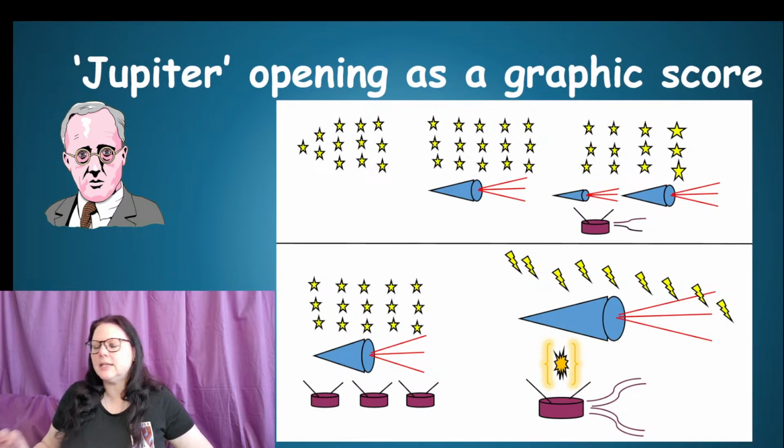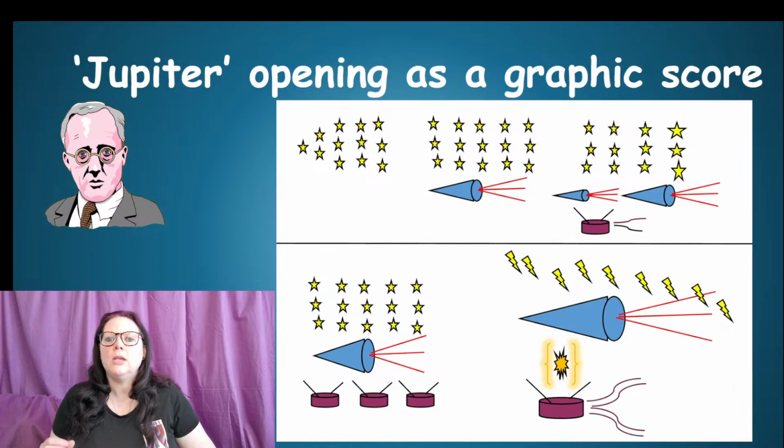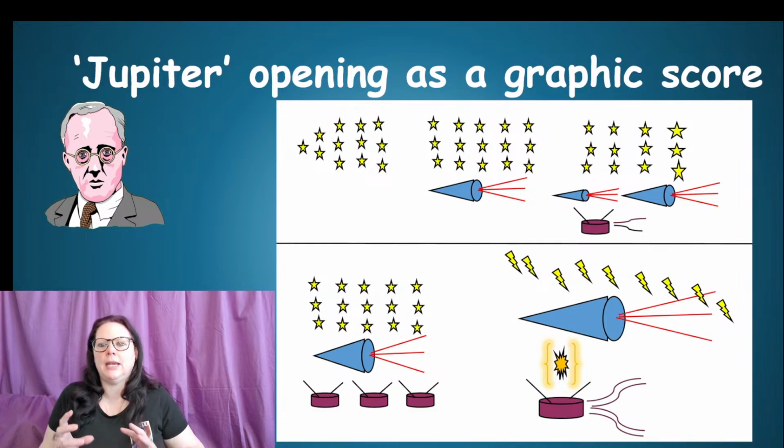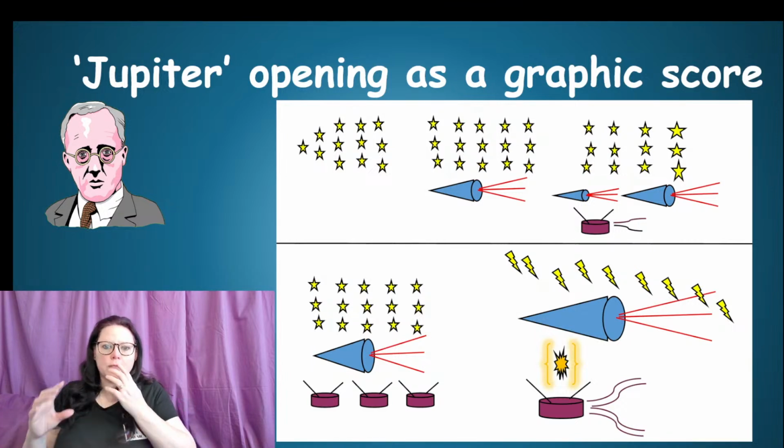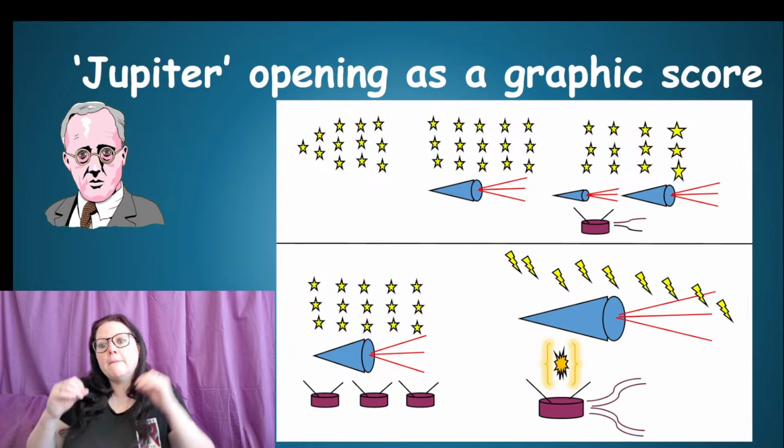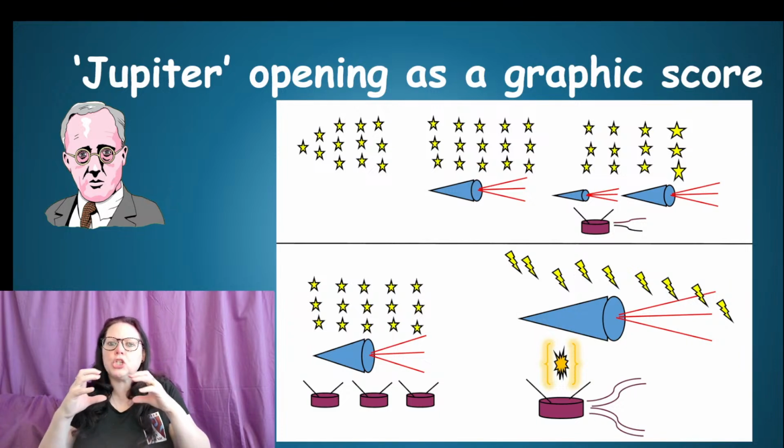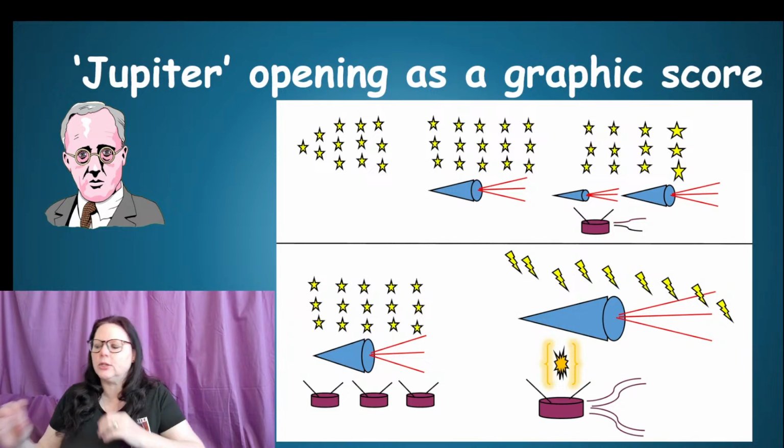Okay, so let's have a little look at the pictures that I've used on my graphic score. So I've got stars at the beginning because I think that opening string idea, if I just play it to you, sounds like stars twinkling. And then the horns, the brass section come in, which is why I've got that sort of horn shape with the sound coming out for this little fanfare idea.